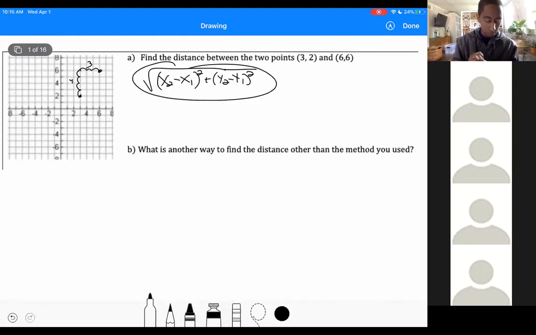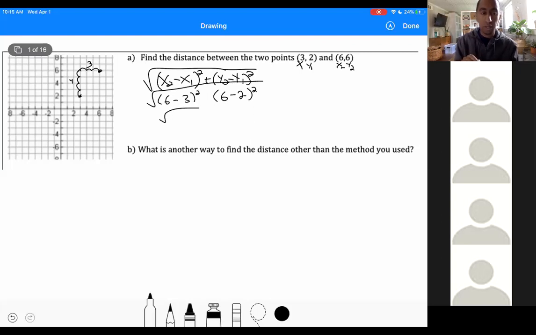If we're using this formula, hopefully y'all remember that from geometry, it's to find the distance between 2 points. We could just label this as x1, y1, right? And this as x2, y2. And then if we plug in, y2 would be 6, y1 would be 2, x2 would be 6, x1 would be 3. And you just simplify that. So it'd be the square root of 6 minus 3 is 3, 3 squared 9, 6 minus 2 is 4, 4 squared 16. And you get the square root of 25, which is 5, right? So that means the distance between these two is 5.